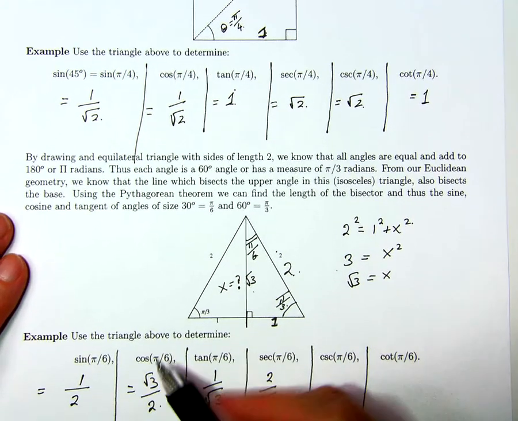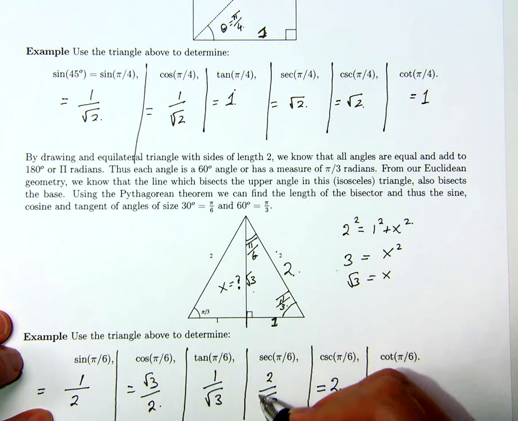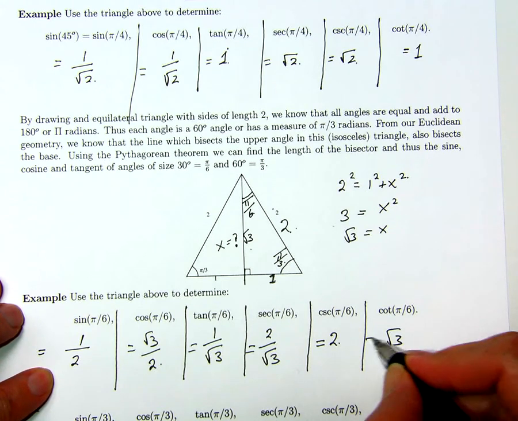Cosecant of pi over 6 is 1 over sine, so that's 2. And cotangent is 1 over tangent, which is the square root of 3.